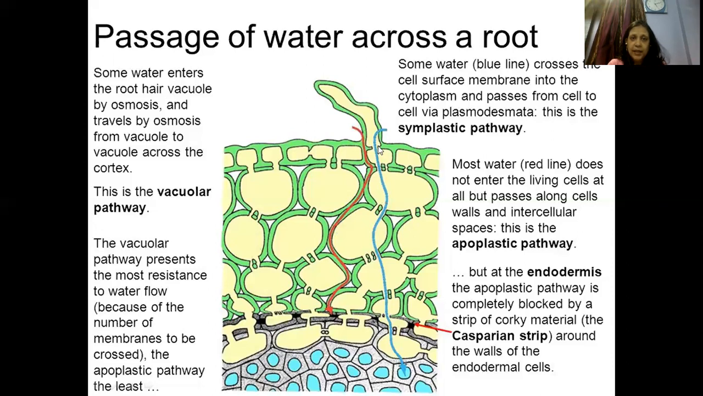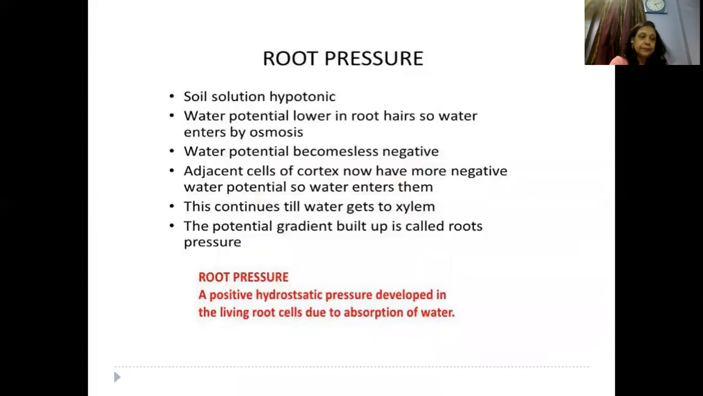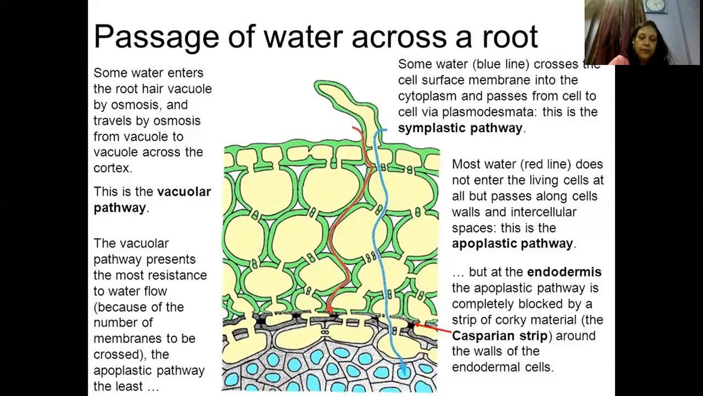So what is happening? It is passing through the plasmodesmata. Okay, and here this red line is passing through the intercellular spaces. So it is passing in between the cells. So when the water is passing in between the cells, we say that is the apoplastic pathway. And if it is passing through the cells, we say that it is a symplastic pathway.